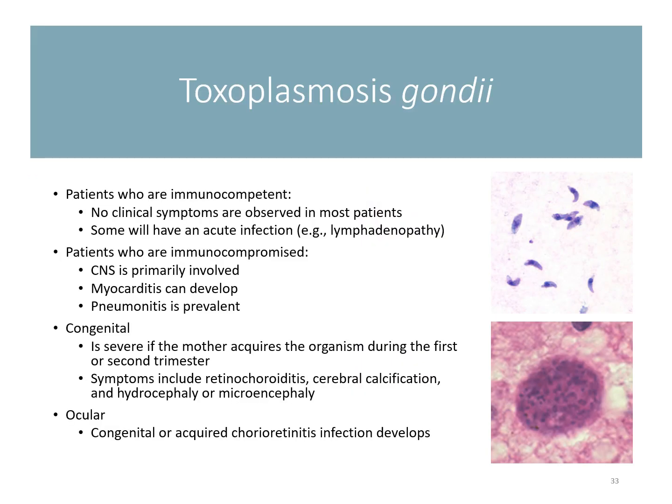Toxoplasma gondii. This is usually seen in patients who are immunocompetent. There are usually no clinical symptoms observed in most patients; they are exposed and it is self-limited. However, in some patients it can cause an acute infection within their lymphatic system. With immunocompromised patients, it can cause central nervous system involvement, myocarditis, and pneumonitis.